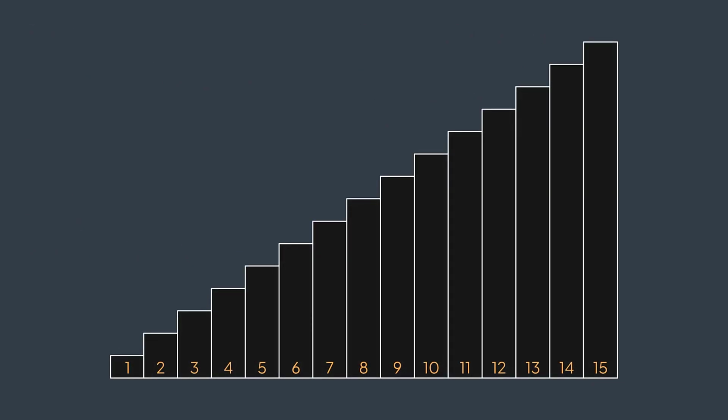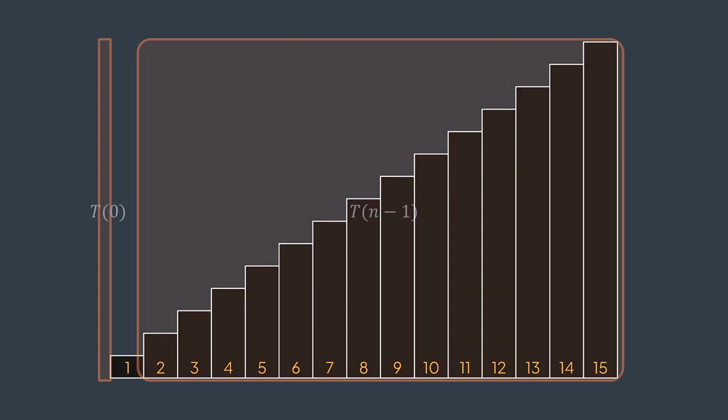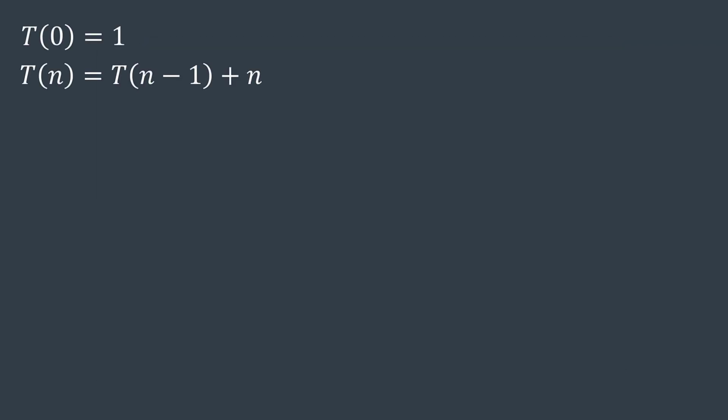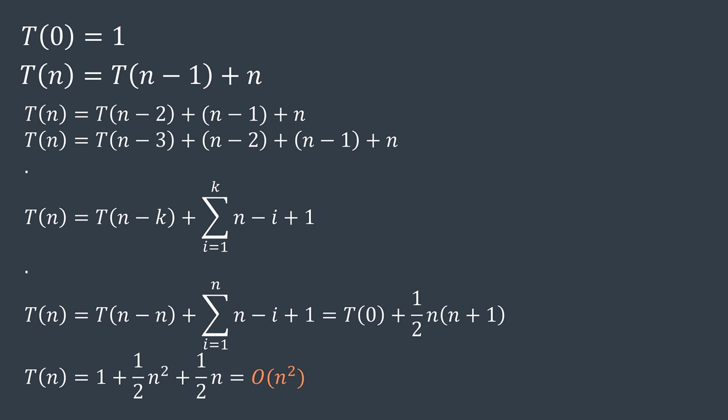But in the worst case, the shortest bar is always the first or the last bar. For example, when it's the first one, from the left the input size becomes 0, we get T of 0, but from the right the input size becomes n minus 1, we get T of n minus 1. Plus n to search for the minimum, we get T of n is equal to T of n minus 1 plus n. And if we keep replacing, this recurrence relation gives O of n squared time complexity, same as the previous solution. It's like we did nothing.